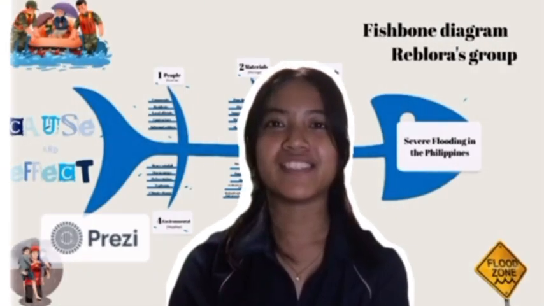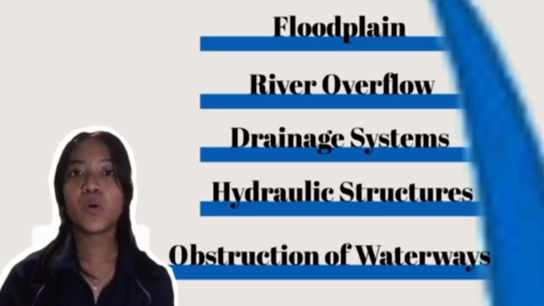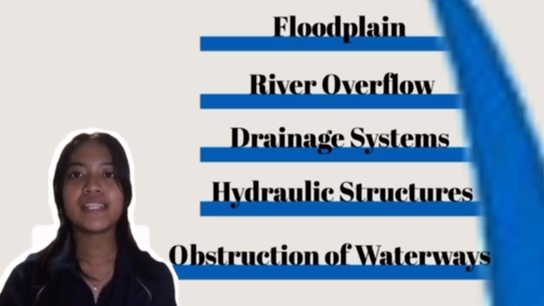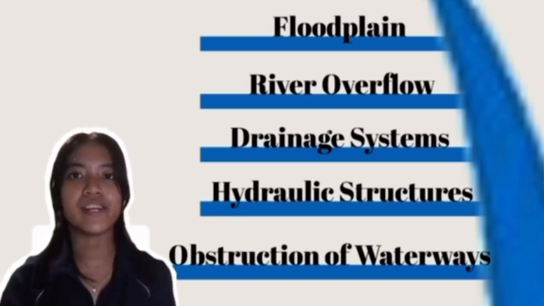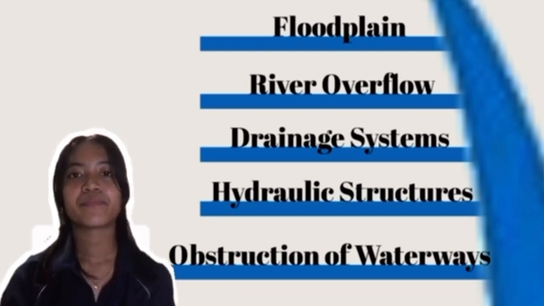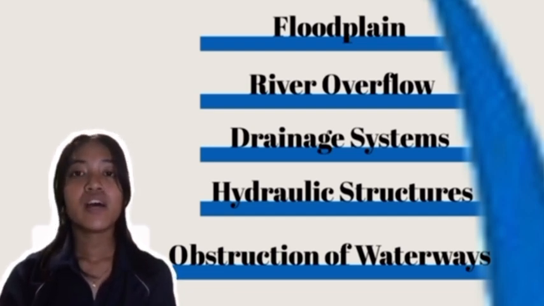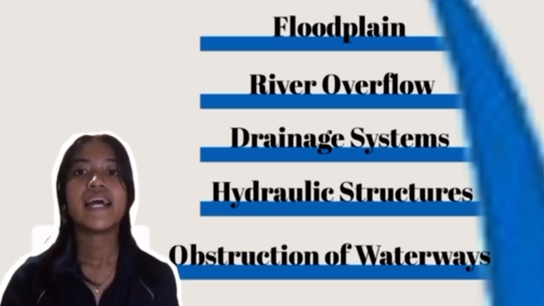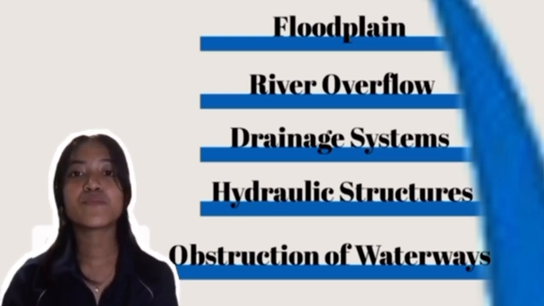Proceed to methods. Floodplains are low-lying areas that easily collect excess water during heavy rains. When people build houses or structures here, the risk of flooding becomes higher. Next, we have river overflow. Rivers can overflow when there is too much rainfall or when they are clogged. This causes water to spread into nearby communities.